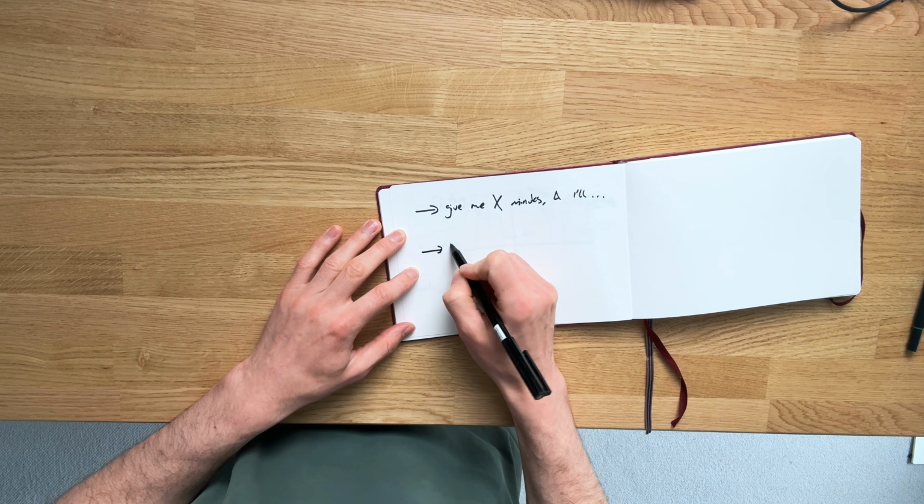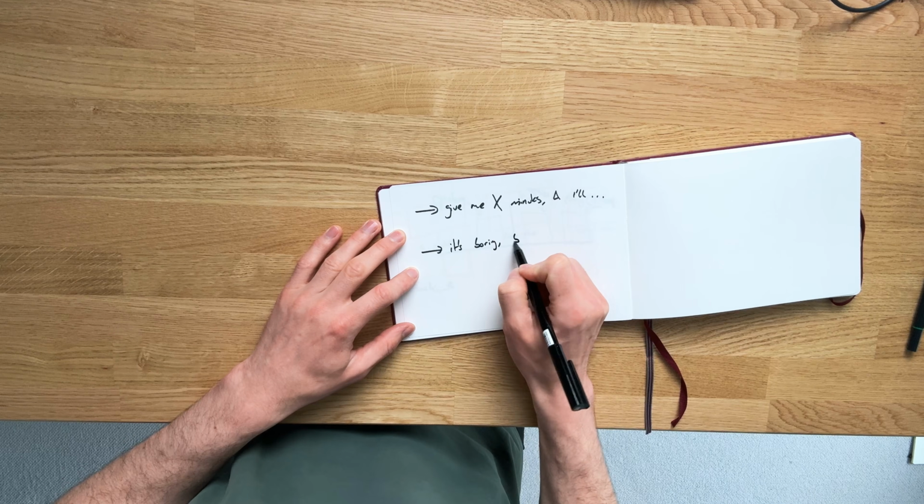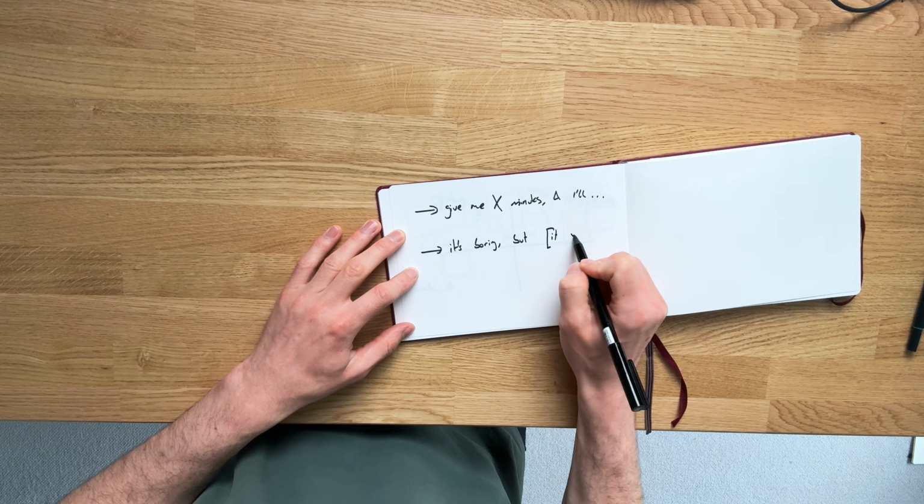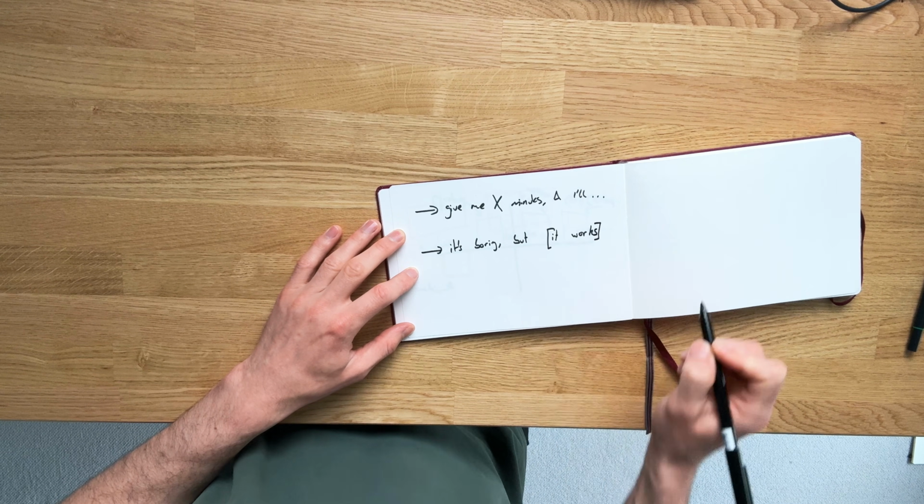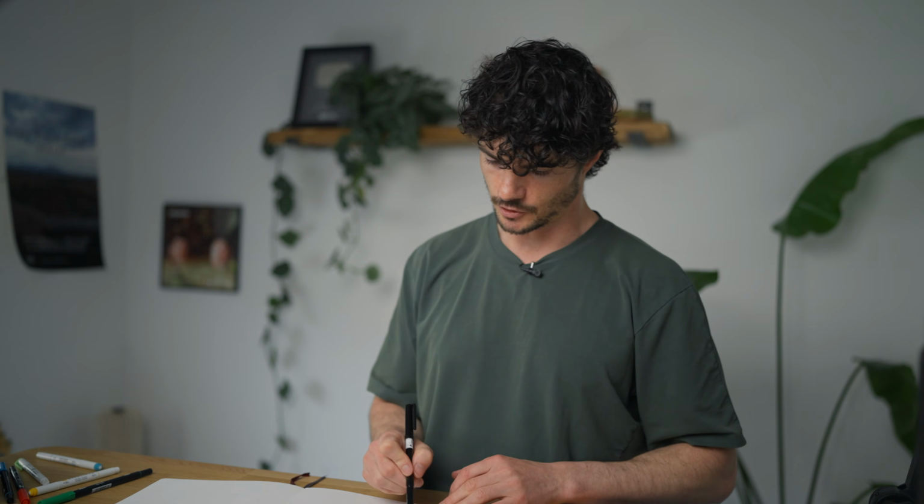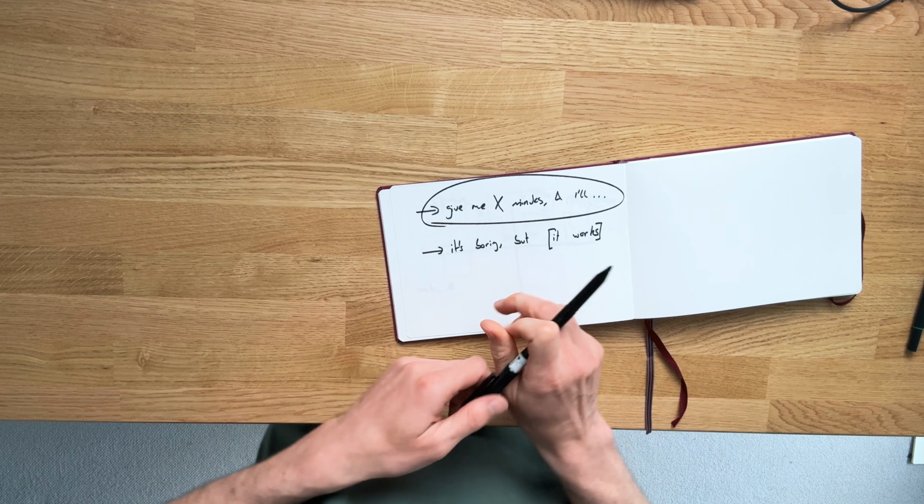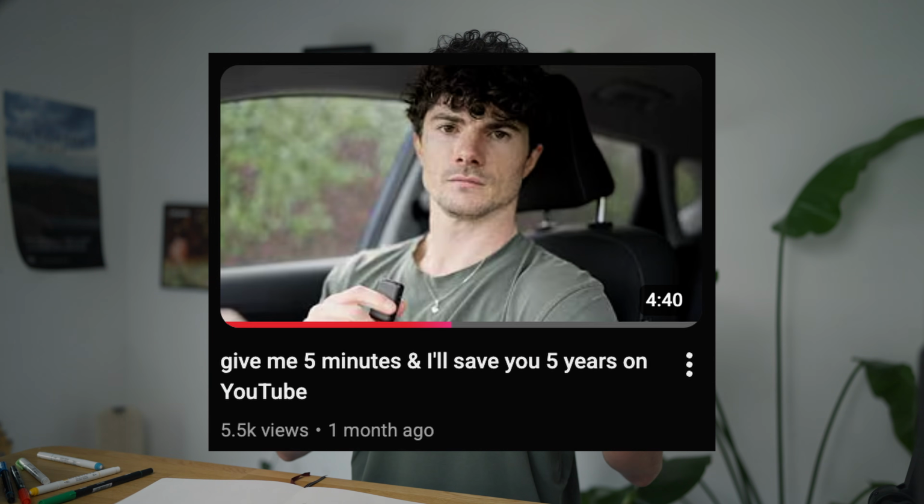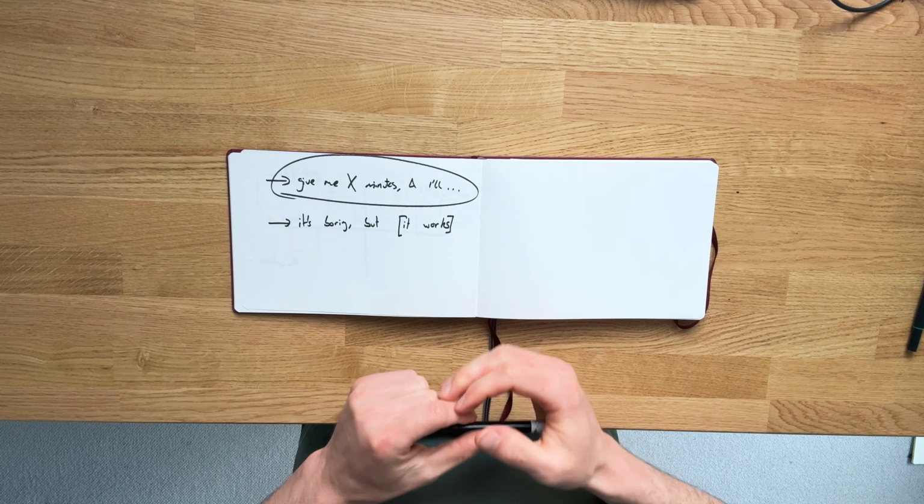The other one was it's boring, but it works. Insert result or whatever here. I ended up choosing this one for the video I'm talking about. The title ended up being give me 5 minutes and I'll save you 5 years on YouTube. I was pretty sure that that title was going to work, and it worked with the mindset that I was going to impart in the video.